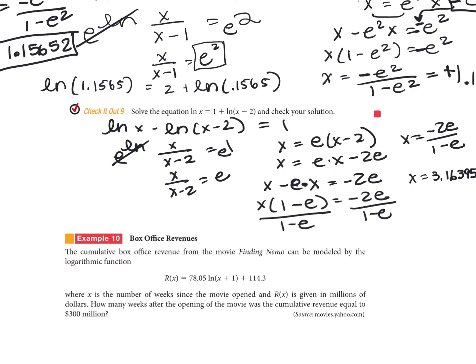Okay, plug that back in if you want to check it. You can take the natural log of that number on one side. Original equation gives you 1.151. And on this side, take 1 plus the natural log of that number that you can go grab up there as your answer, minus 2. And again, you get the same number, 1.1518. So you're checking your answer by plugging your expression into your original equation.